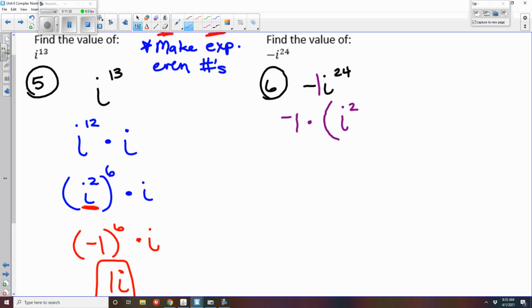And now what did we say we did from here to here? Divide. So what's 24 divided by 2? 12. All right, now we get negative 1 times, what do I know i squared is going to become? Negative 1 to the 12th power. And it goes back to calculator work time. So what's negative 1 to the 12th power?